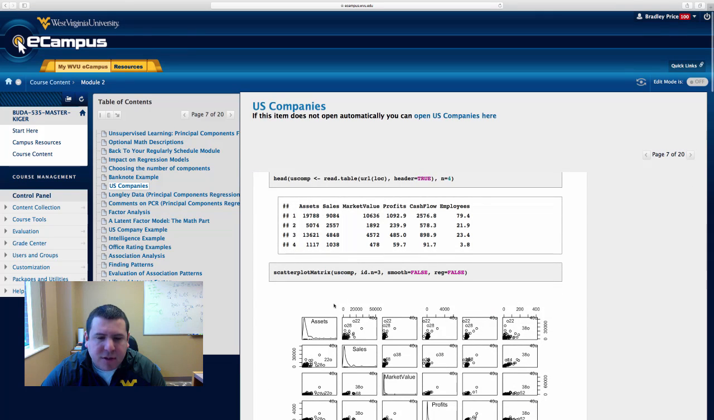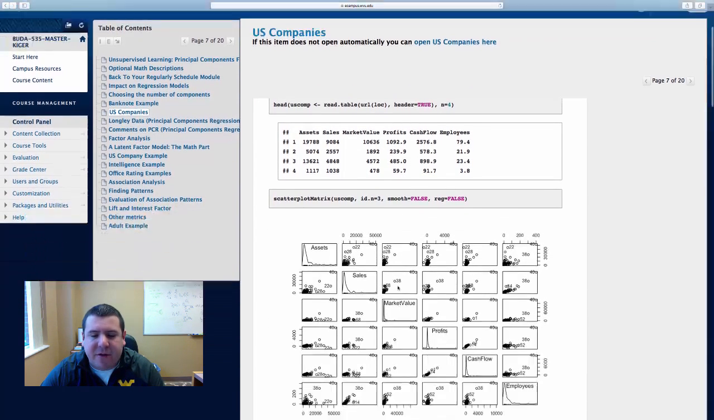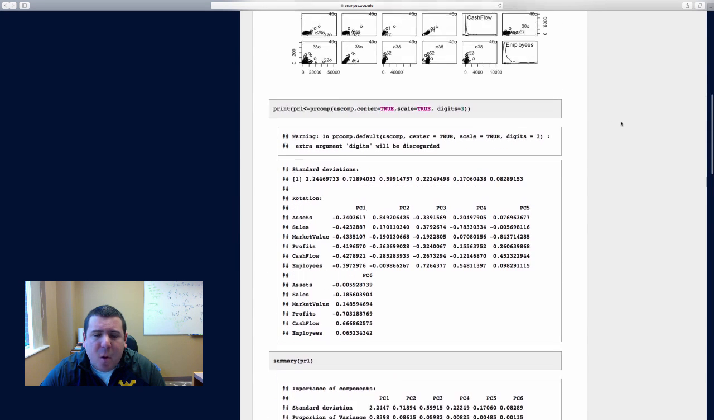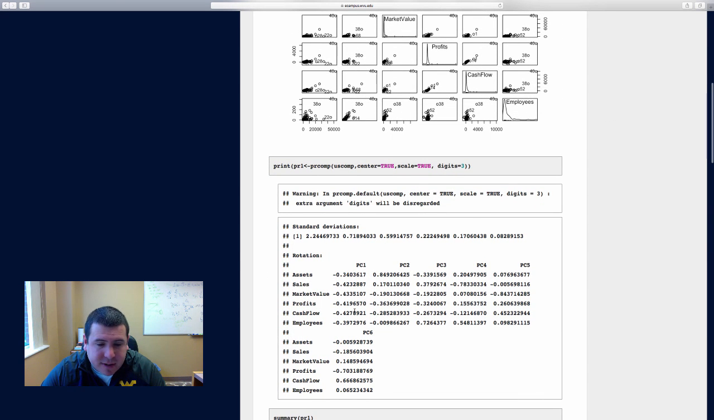But I did this off untransformed data, so you can look at the effect of transformation. You can look at the effect of what you want. Look at what we did here. We did this as a total average. It wasn't just profits and cash flow. We had sales and market value and assets and employees and everything else in there.